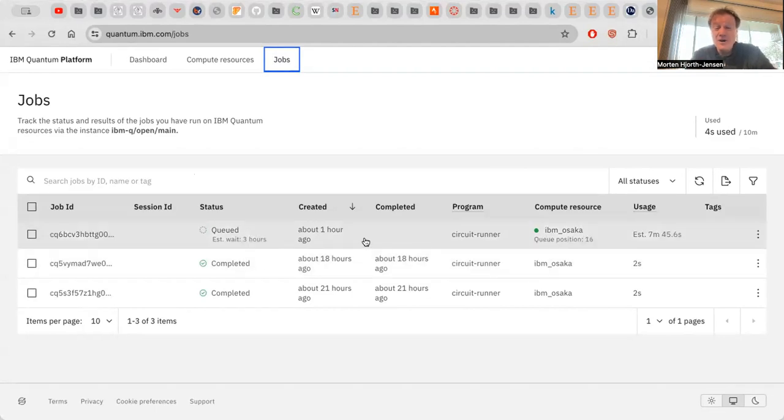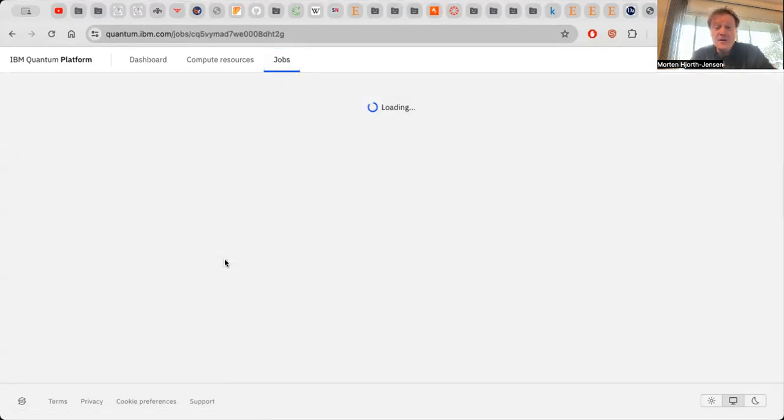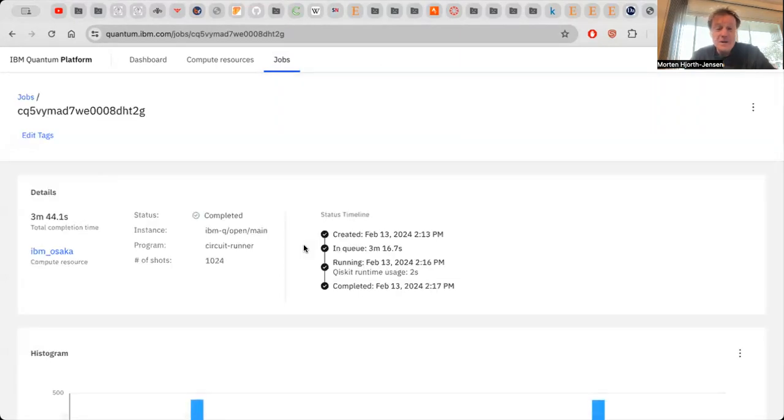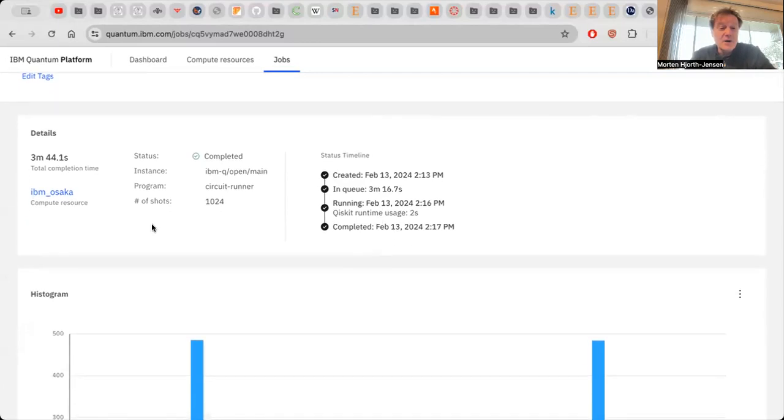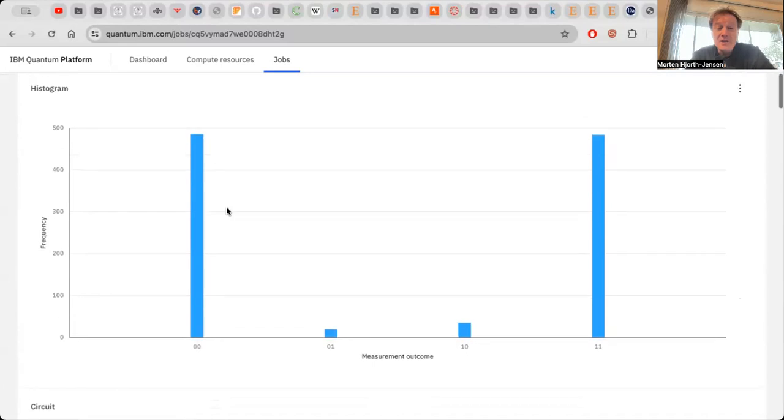So this was queued roughly an hour ago. But you can look at the jobs which I completed like yesterday. And if I look at that one, there is a summary of the job which I ran. And you can now see when it was created, where I ran it, the number of shots which I did, the number of experiments. And then you can see the distribution or the frequency of the states.